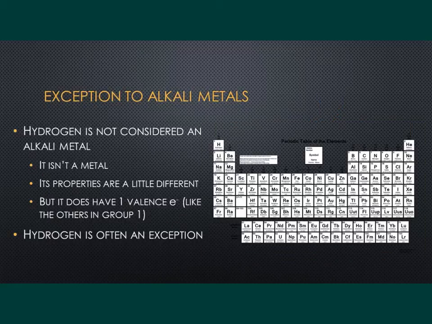Remember a couple of slides ago, I pointed out the alkali metals, and then I said, whoops, and I put a little X on hydrogen. Hydrogen's our exception here. Hydrogen is usually an exception if we're talking about the periodic table. Hydrogen is not considered an alkali metal. Why? Well, first of all, it's not a metal. And its properties are different from the rest of the alkali metals. Why is it there? Because it has one valence electron, just like all the rest of them. It just doesn't behave the same way. And we'll study more about that later.